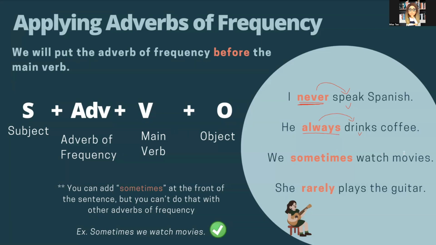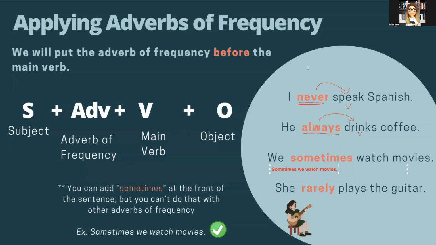Now, in the special case of sometimes, we have our form that we know is correct here. We sometimes watch movies. But here we have the special case. So we can go like this. You can say, sometimes we watch movies. That's perfectly correct too. So you can put sometimes at the beginning if you would like. However, that's not going to work all the time.